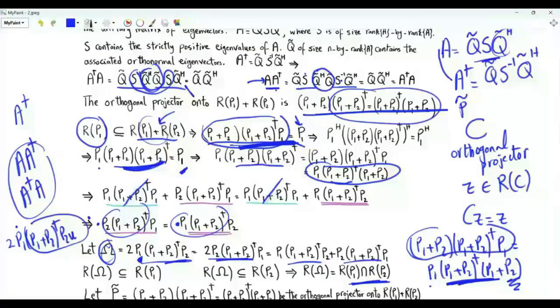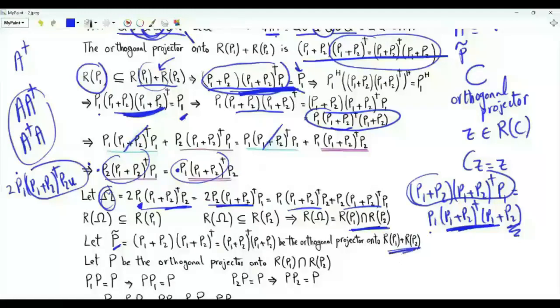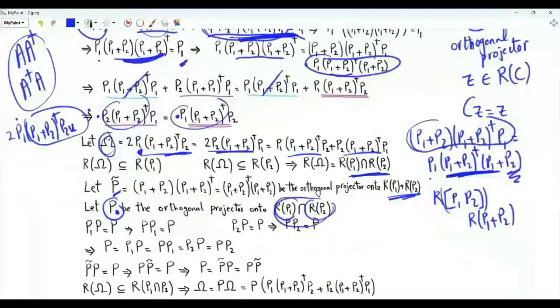Let's call this orthogonal projector P tilde. It is the orthogonal projector onto this subspace, which is also the range of this n by 2n matrix, which is also the range of the sum P1 plus P2. Let P be the orthogonal projector onto the intersection of the range of P1 and the range of P2. This is our target. This intersection is a subset of the range of P1. If an orthogonal projector is multiplied by a vector in its range, we get the vector back. If we multiply P from the left by P1, we get P. The intersection is also a subset of the range of P2. P multiplied from the left by P2 is equal to P.